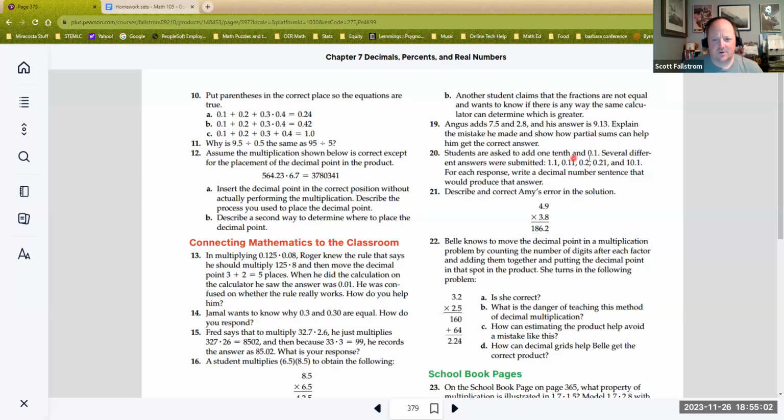Several students were asked to add 1/10 and 0.1. Add 1/10 and 0.1 together. And here were the answers that were submitted. For each response, write a decimal number. This would have been a good one too.